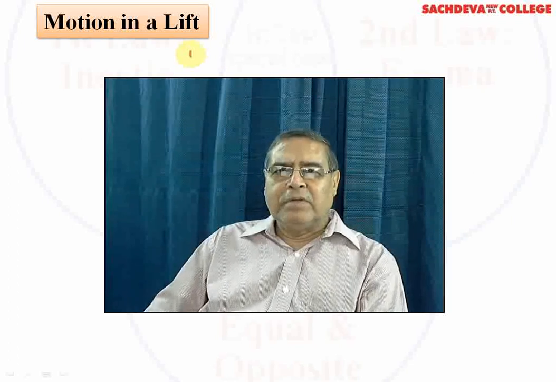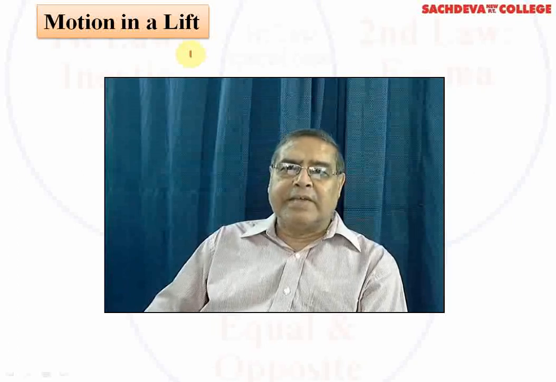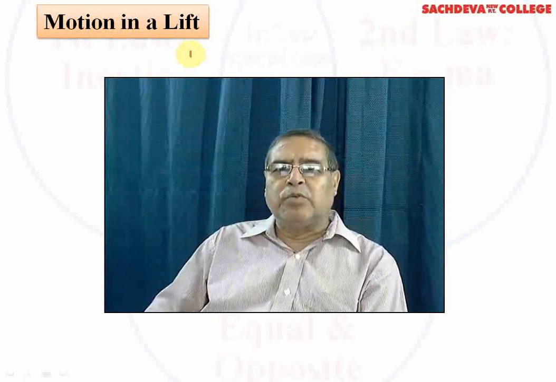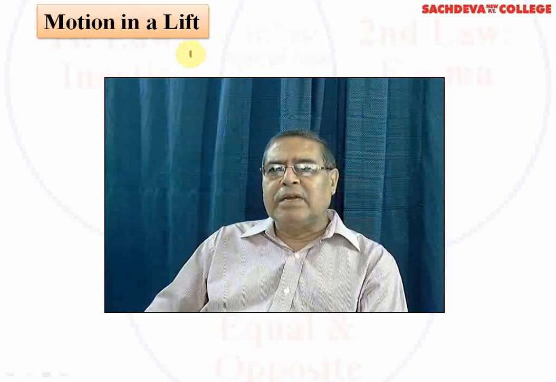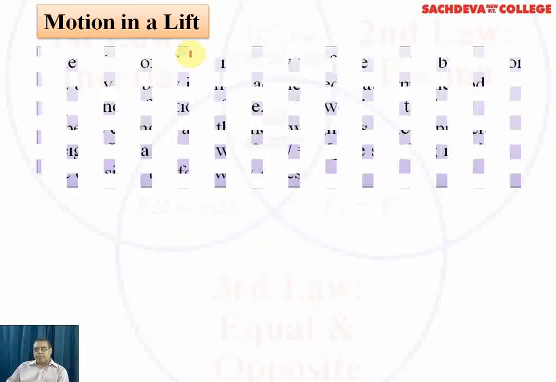Now, if the lift is moving up with constant velocity, then we will consider acceleration as 0. Again, we will come to the conclusion that R will be equal to mg. And similarly, when the lift is coming down with constant velocity, then again acceleration is 0. And finally, we reach the solution R is equal to mg.